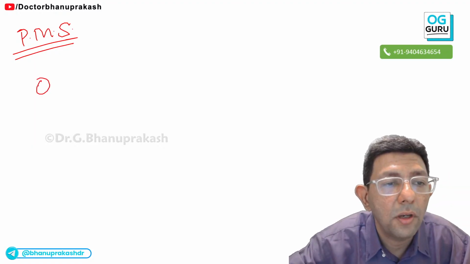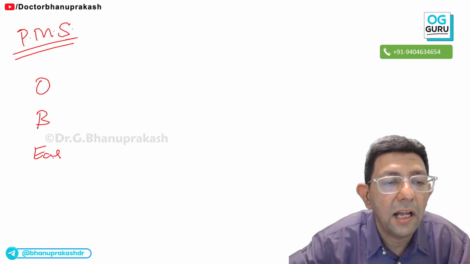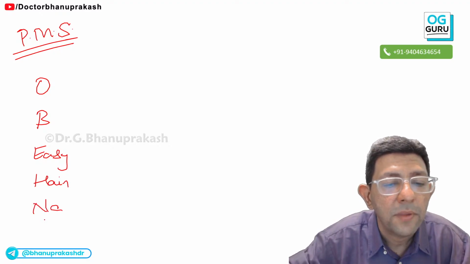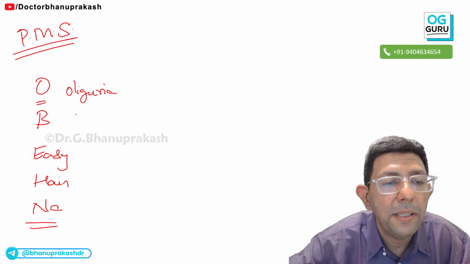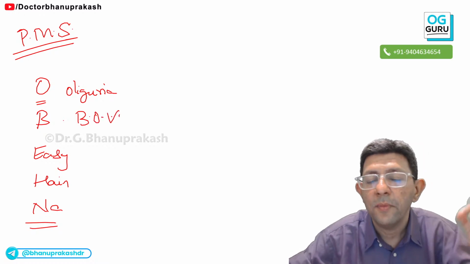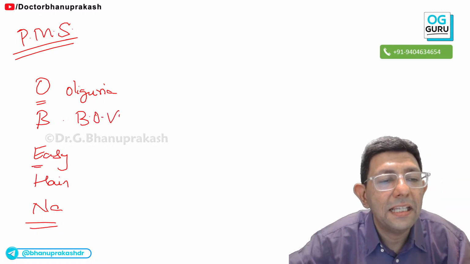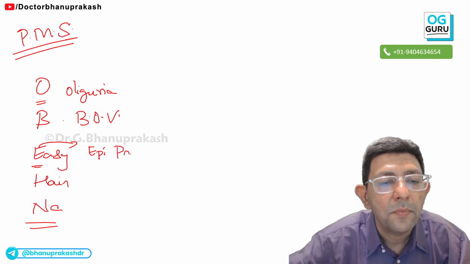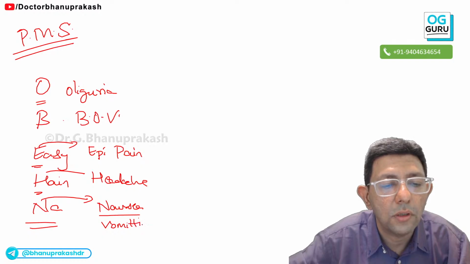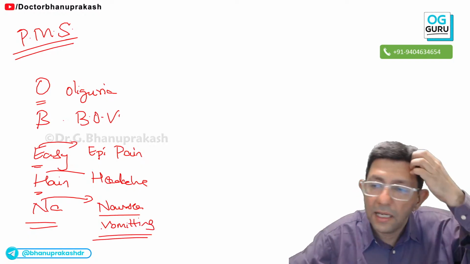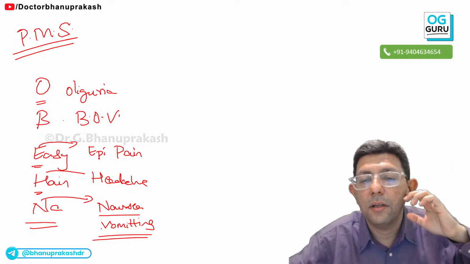I am giving you a mnemonic: OB easy. Easy, isn't it? When I am here, OBGuru, it is easy. That means what am I telling? O is oliguria. B is blurring of vision. Clap if you learned something new. E is epigastric pain. H is headache. And N stands for nausea and vomiting. Is this understood? Clap. So OB easy Hannah, okay, thumbs up in the chat box.